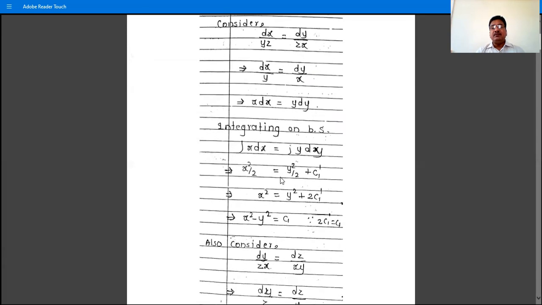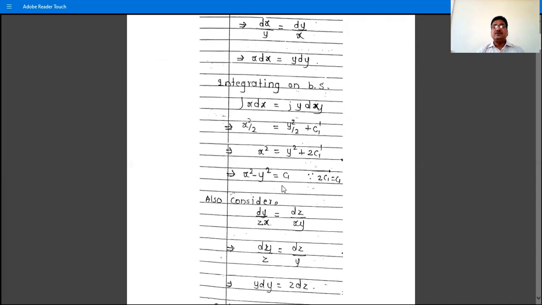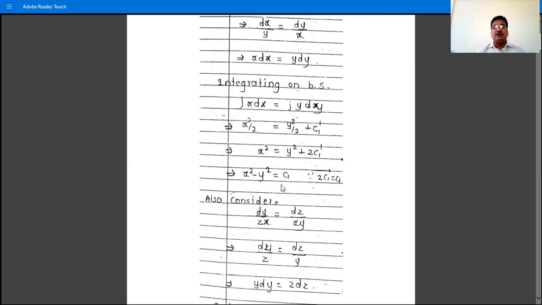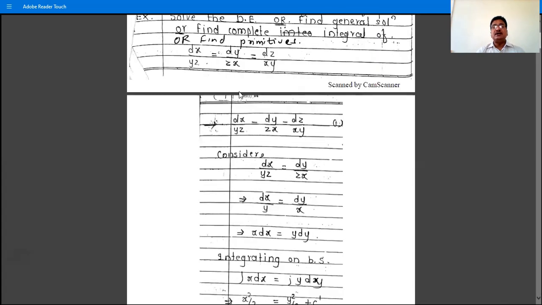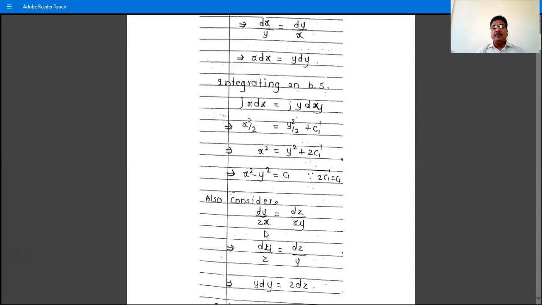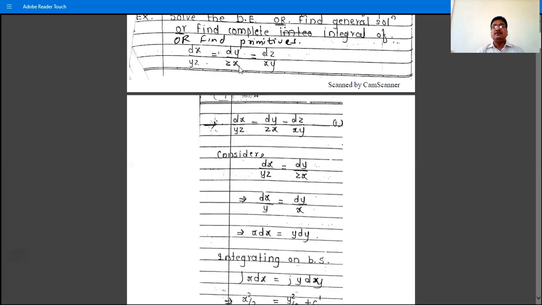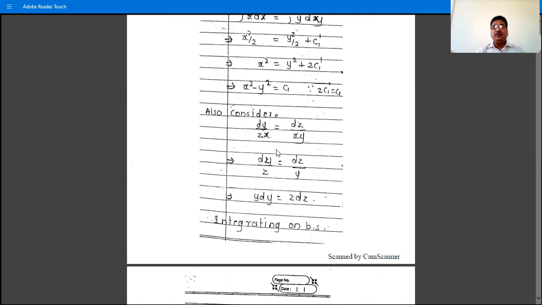Okay, then we will find another solution, the second solution, of the same differential equation. So in order to find the second solution, consider the ratio dy by zx and dz by xy. That is, consider the second fraction and the third fraction. So x gets cancelled, and then we have dy by z and dz by y. So one variable is absent now, and then separate the variables.